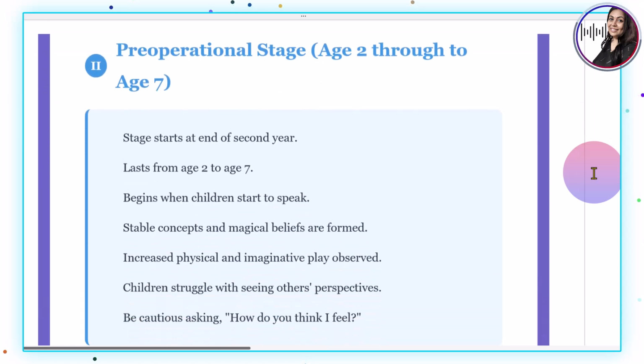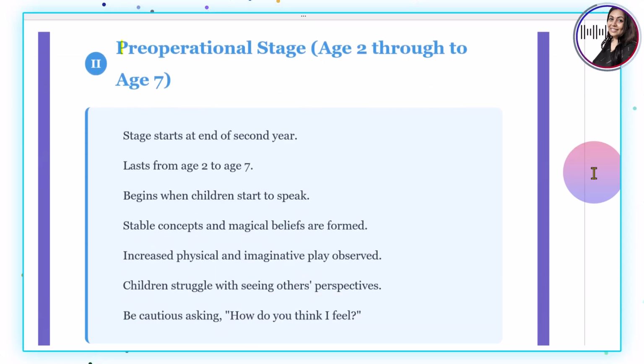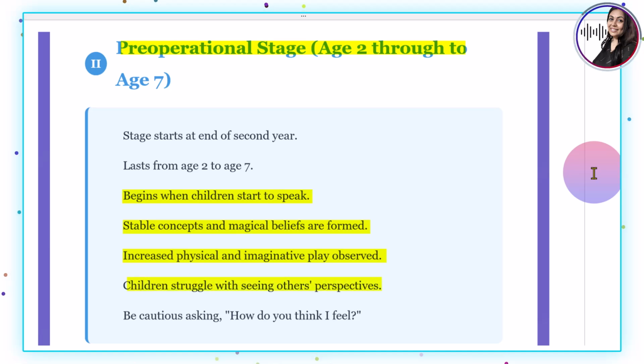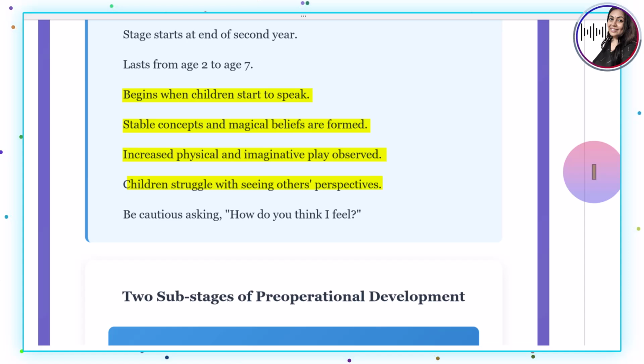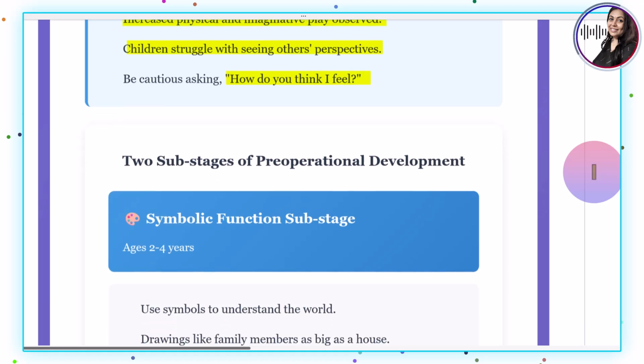We now move into the pre-operational stage, which begins at the end of the second year and lasts until about 7 years of age. This stage starts when children begin to speak and marks a significant shift towards symbolic thinking. During this period, children develop stable concepts but also exhibit magical beliefs and imaginative thinking. Physical and pretend play increase, and children often struggle to see perspectives other than their own, a characteristic known as egocentrism. Because of this, questions like, "How do you think I feel?" may be difficult for them to answer.